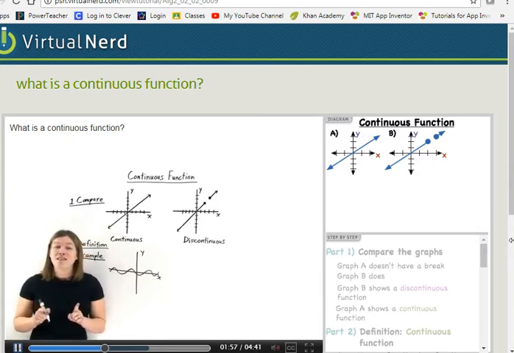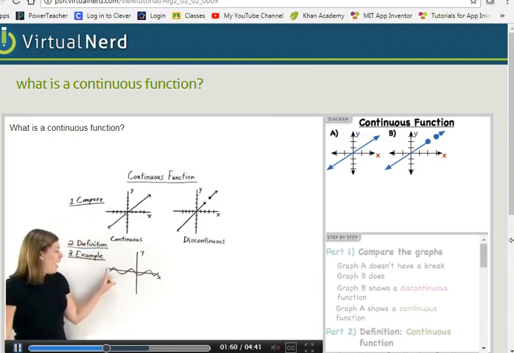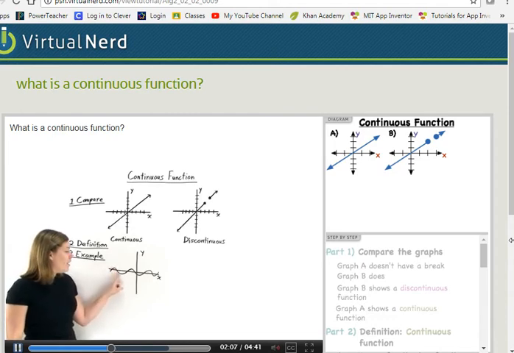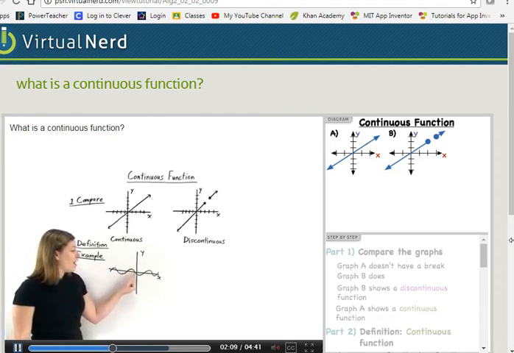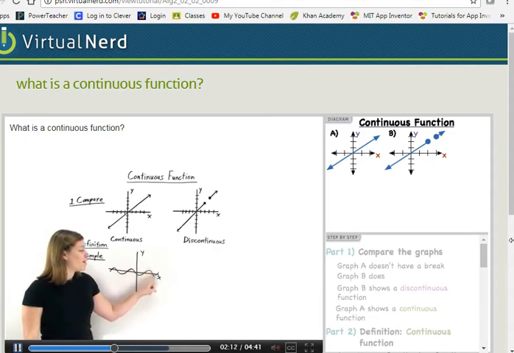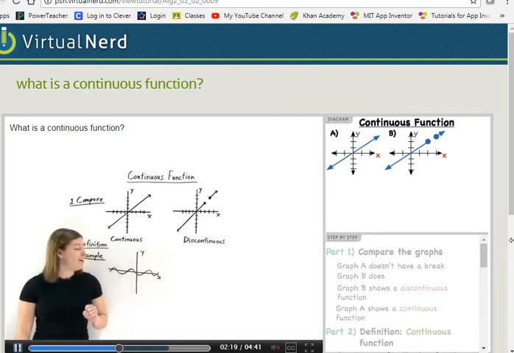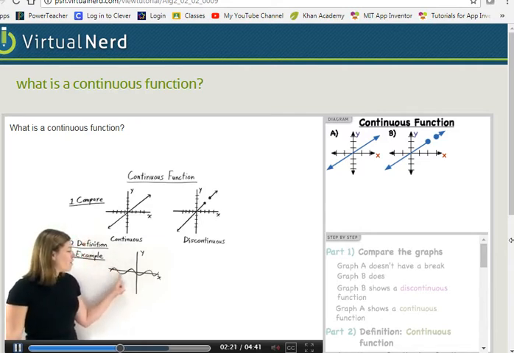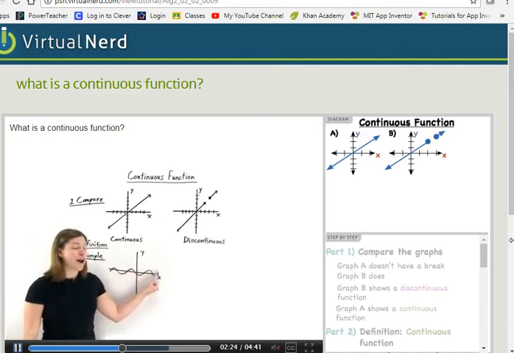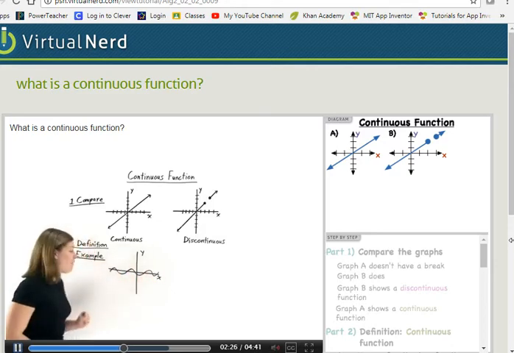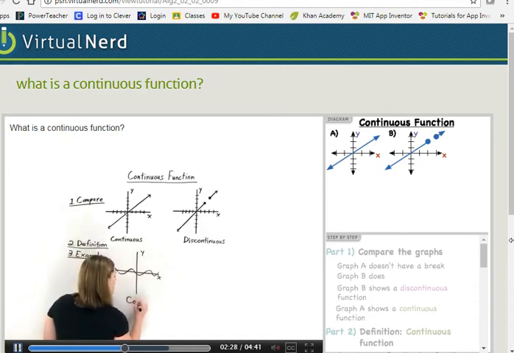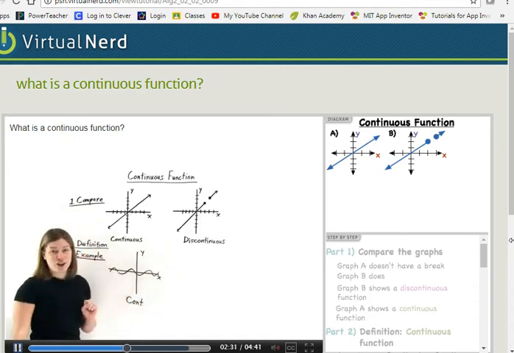A good way to test this is to take your finger or a pencil and put it on the very left-hand side of the graph. Then trace the graph all the way to the right-hand side. If you ever have a spot where you need to pick up your finger or your pencil in order to move to the part of the graph that's next, then that's a break or a jump, and you do not have a continuous function. Here, we could take our finger or our pencil and trace the entire graph from left to right without ever picking up our finger or pencil. That means that this represents a continuous function.